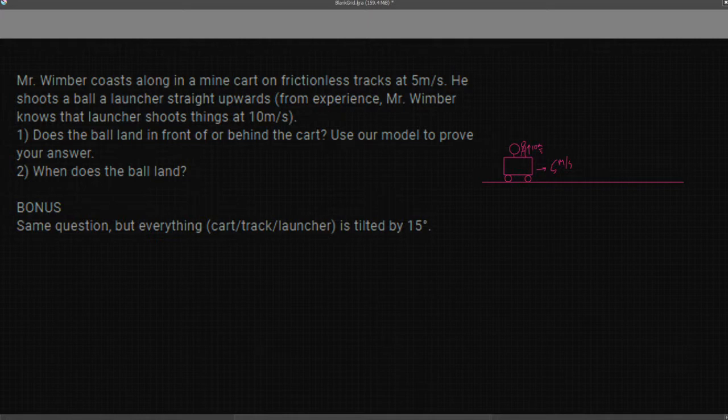Mr. Wimber is sitting here in a cart, and while he's in that cart, he shoots. The cart is moving forward at 5 meters per second. It's on a frictionless track, so it's not going to slow down. And he shoots a ball straight upwards. The launcher shoots things upwards at 10 meters per second.